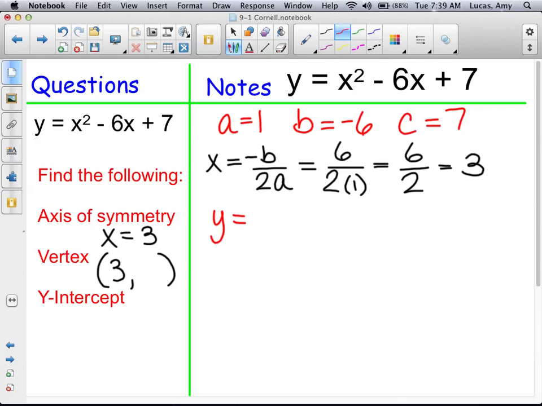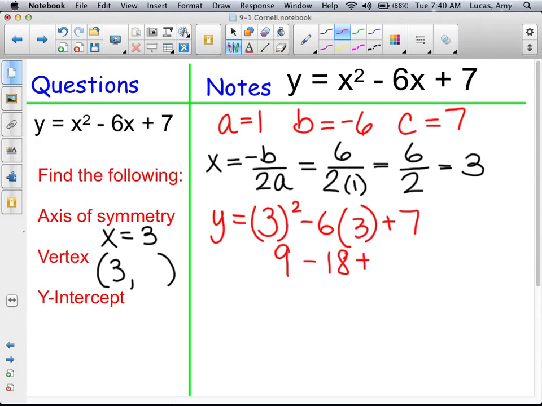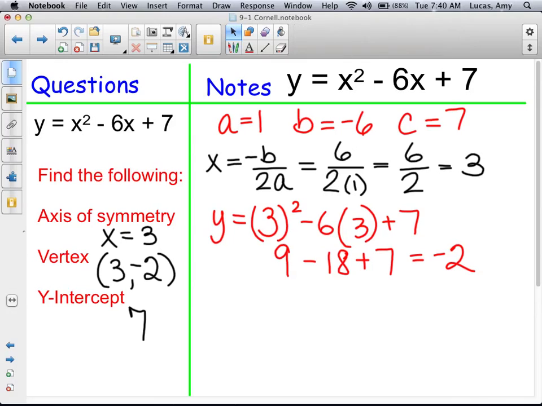I can plug in 3. Notice that I always put it in parentheses when I plug it in, just to be careful with signs. 3 squared is 9, minus 18, plus 7. 9 minus 18 is negative 9, plus 7, negative 2. So my vertex is 3, negative 2. My y-intercept is simply 7, C.